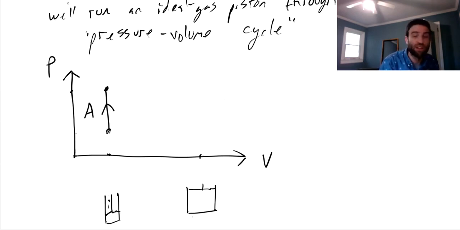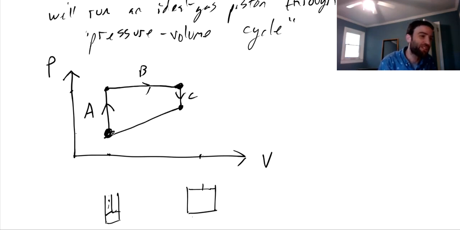So I'm going to start it out, for instance, down here. I'm going to do something, and I'm going to describe all these steps in detail, to make the pressure go up. Then I'm going to do something to make the volume bigger. So this is going to be leg A of the cycle, leg B of the cycle. I'm going to do something after I've increased the volume to reduce the pressure. This is going to be leg C. And then finally, I'm going to do something to bring myself back where I started, simultaneously reducing the pressure and reducing the volume.